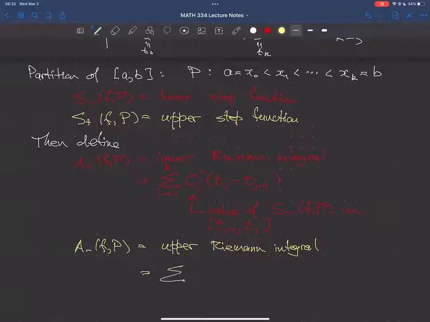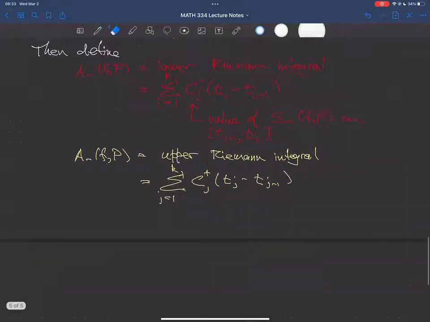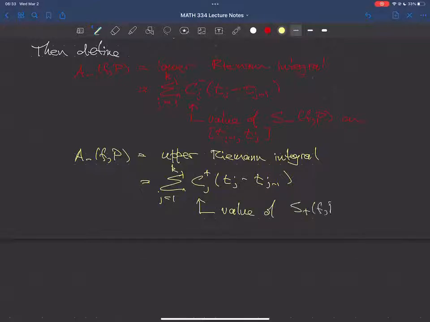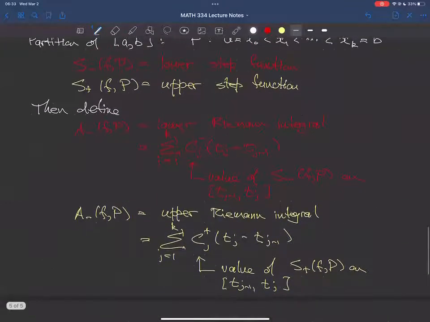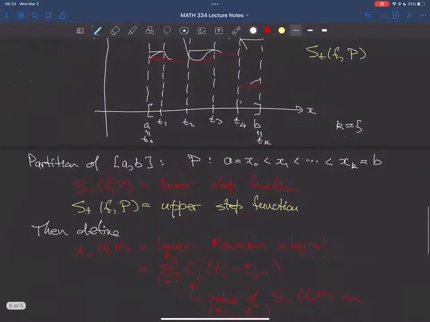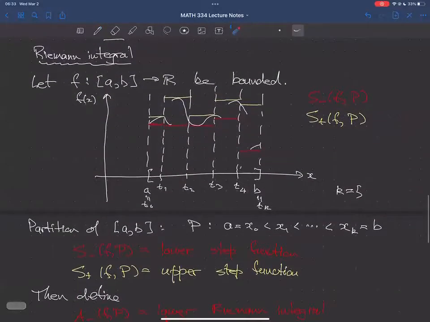And this has the same kind of definition, except that C plus is the value of S plus on that interval. Okay. All right. So you can do these constructions for any bounded function on a compact interval. There's no problem with defining these things for a bounded f.